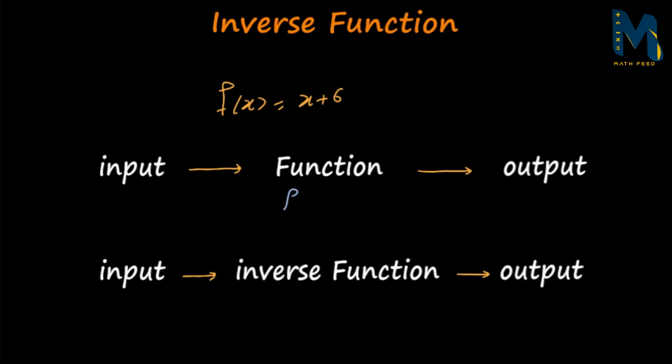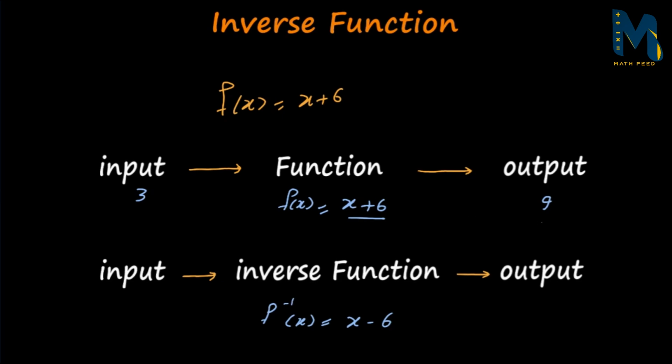For example, this is our function here, f(x) equals x plus 6. We put, for example, 3. This is the input. When we put 3 with an x, 3 plus 6, it will be 9. But the inverse function is the vice versa. The inverse of this function will be x minus 6, because it is x plus a number. So the inverse is x minus a number. We denote it like this: f inverse equals x minus 6.